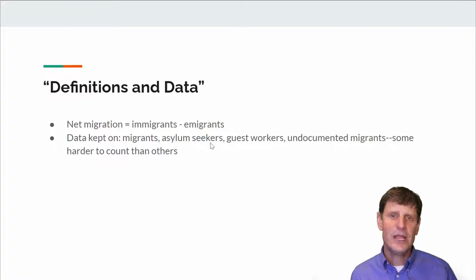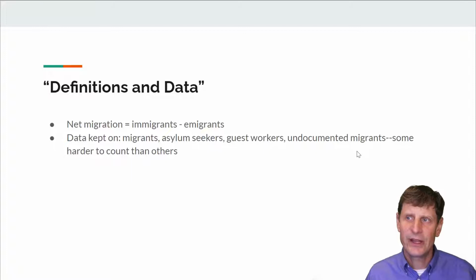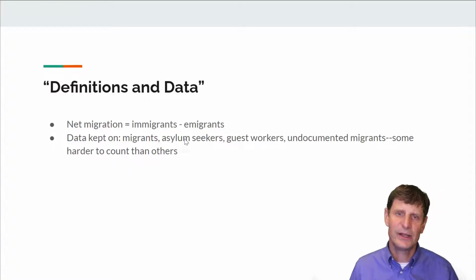We keep records on almost everybody who comes into the country. In the case of the United States, if someone's coming in and they apply for asylum, or they come in and apply for a green card or on some kind of a guest worker permit, we keep track of all that.